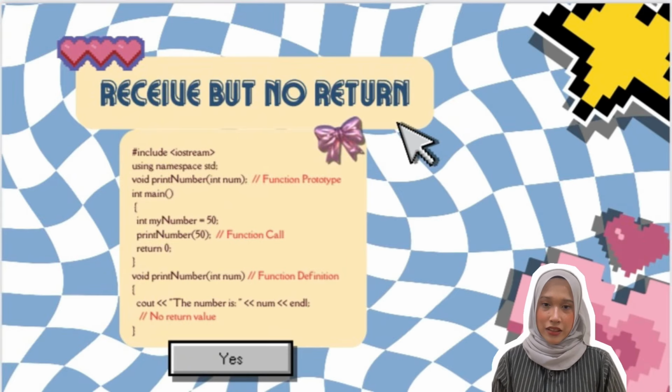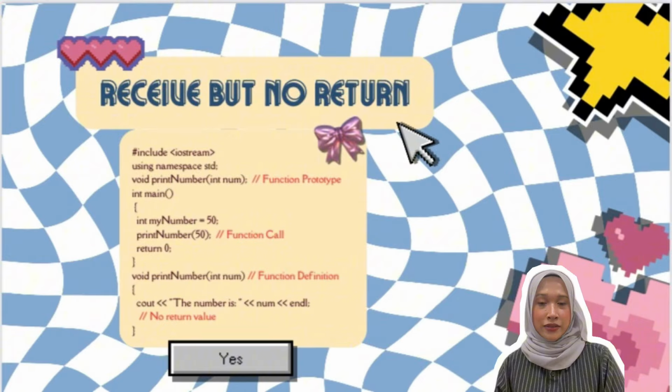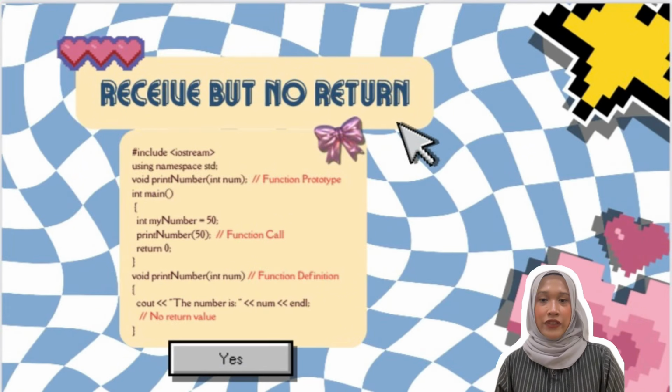In the slide, void printNumber(int num) is the function prototype. printNumber(50) is the function call, and void printNumber(int num) with its body is the function definition. The part inside the parentheses is called the parameter. The easiest way to remember this type of function is that the function receives a value but does not return anything.